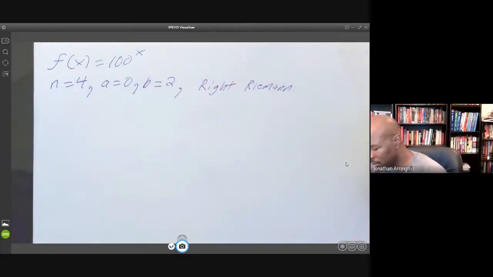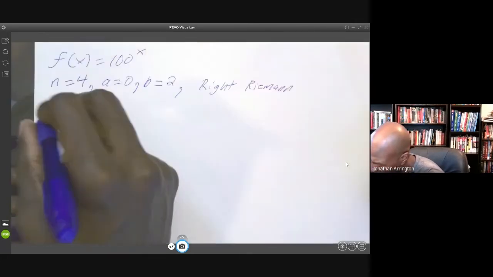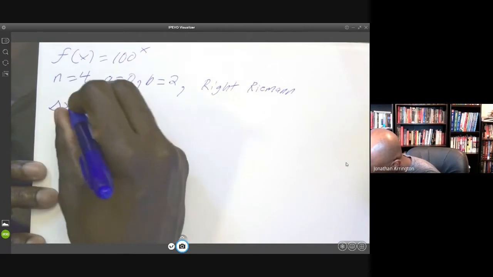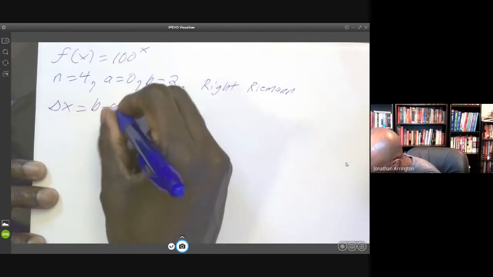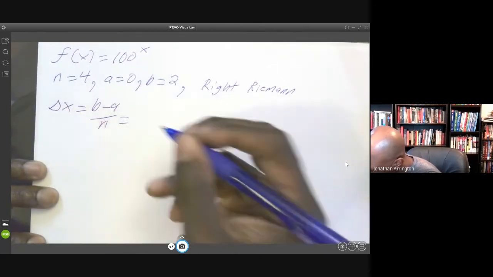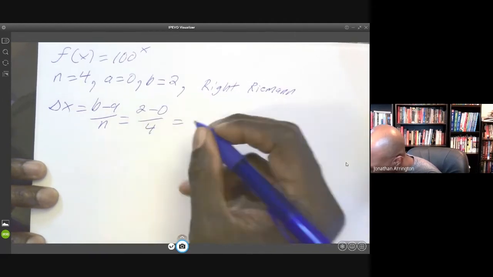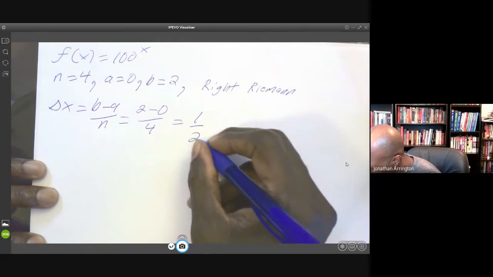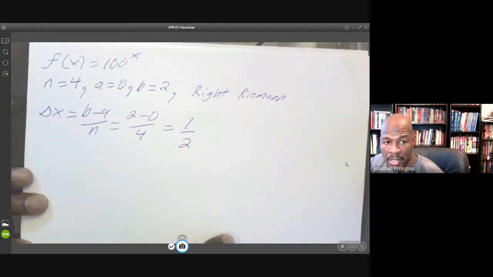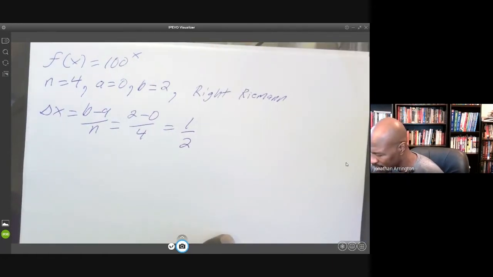Those are the particulars of the problem written down there. Anytime I do a Riemann sum problem, the first thing I want to find is the value of delta x. Delta x is b minus a over n. For this problem, that's 2 minus 0 over 4, which is 2 over 4, or 1/2. So the first thing we find is delta x. And if you wonder what delta x even means, refer back to the video on the conceptual foundations of the Riemann sum.